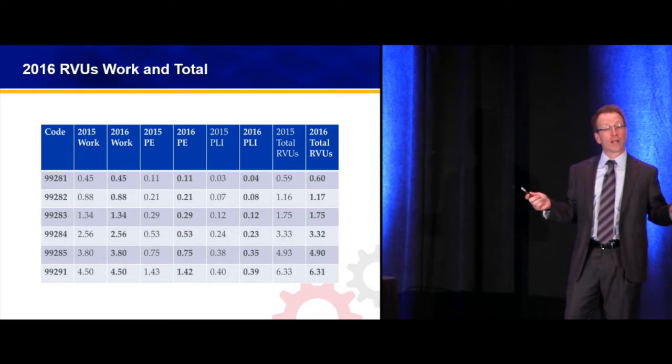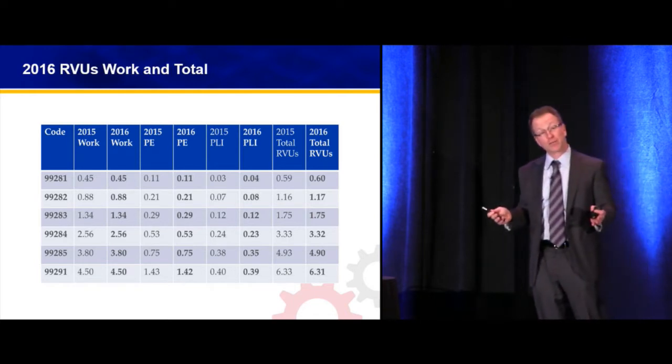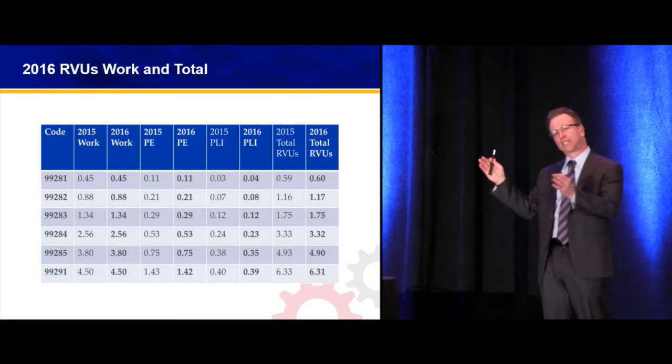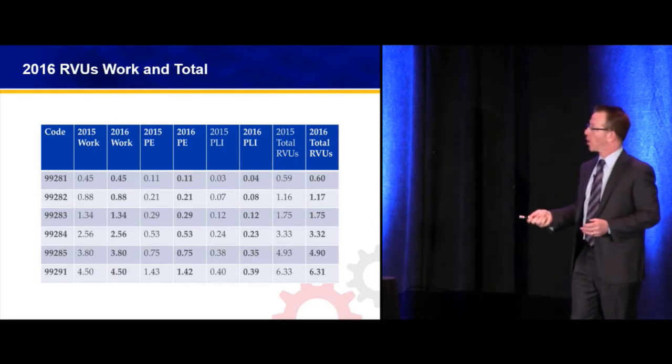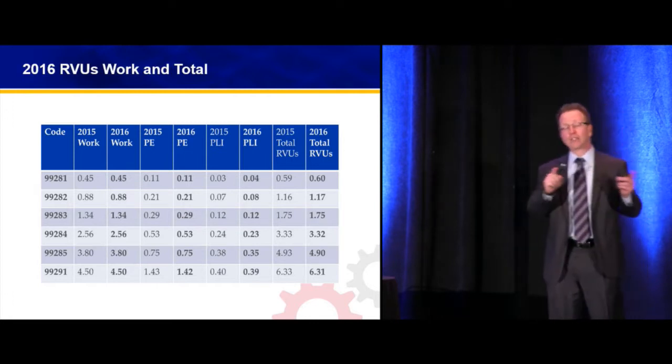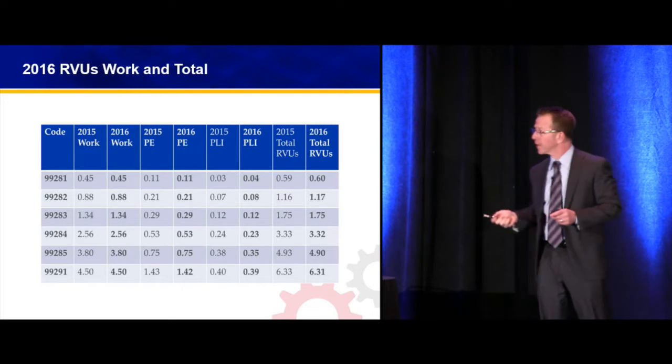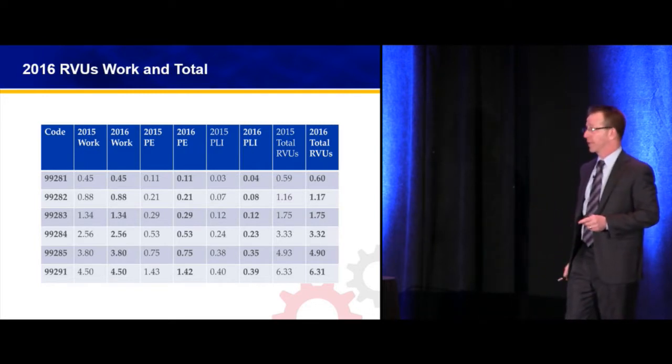Without sharing any private information, it takes a long time to digest the survey information, and I think we can all conclude probably no changes for the next couple of years. Work RVUs will remain stable. Each year, Medicare adjusts, literally at the 1/100th of a decimal point, the practice expense and the liability insurance RVU.